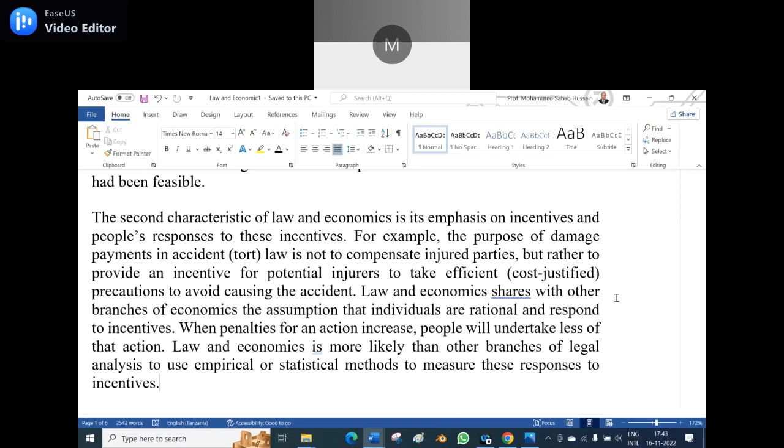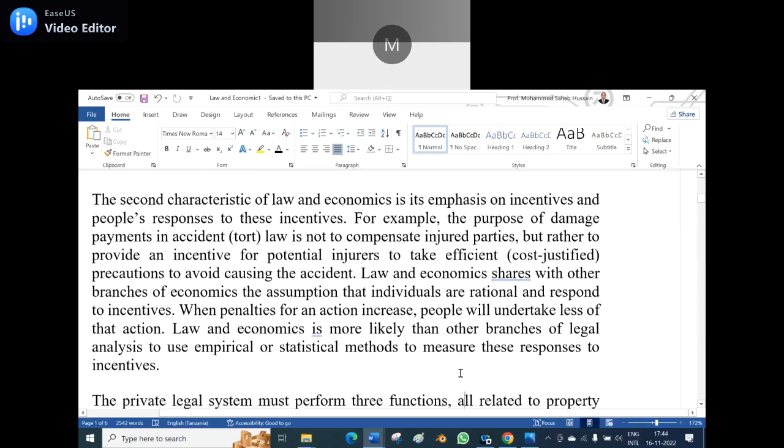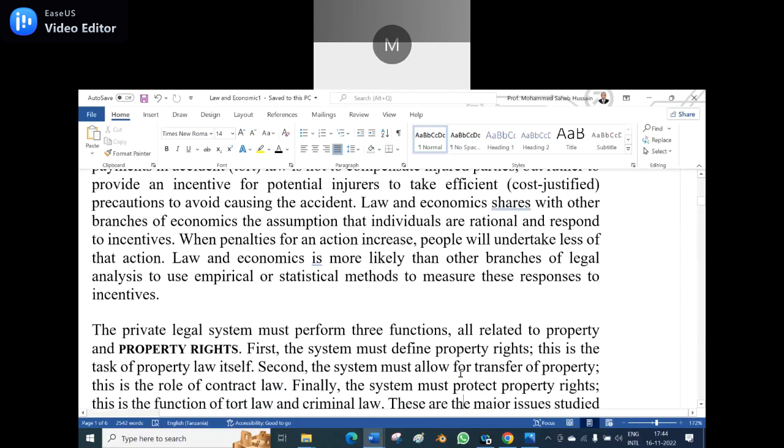Yes, they used to call them sugar mommy. So sometimes young men choose them so that they can benefit from them. It may happen, but as I told you, in some instances it is very limited. Depending upon the attitude of a man or woman and that factor, we can say whether compensation will be paid and how much will be paid. So law and economics is more likely than other branches of legal analysis to use empirical or statistical methods to measure these responses to incentives. A particular method should be followed, a statistical method should be followed, and then the amount of the compensation will be paid to the victim.